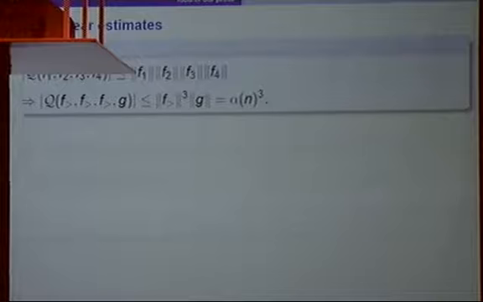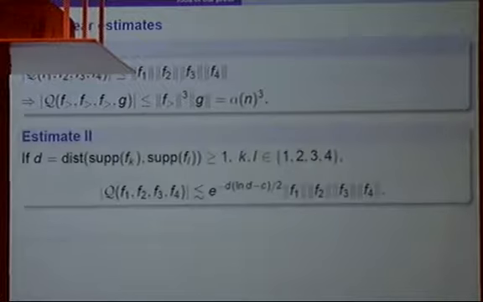Because, do you remember the picture? This f big has support from negative infinity to negative n, and n to infinity, right? So the L2 norm of f big is exactly alpha of n. So we can get that this part is less than or equal to alpha of n to the third. So we have that term in the self-consistence bound.